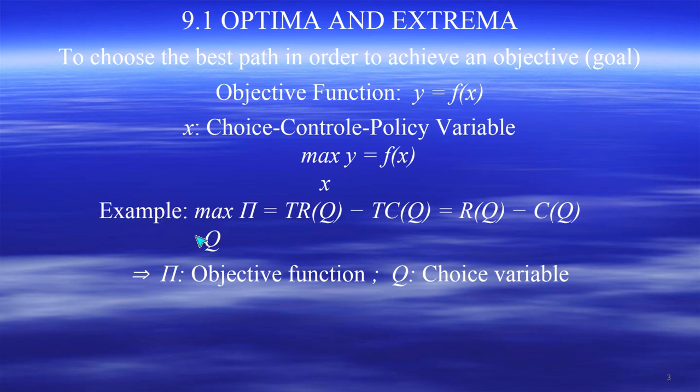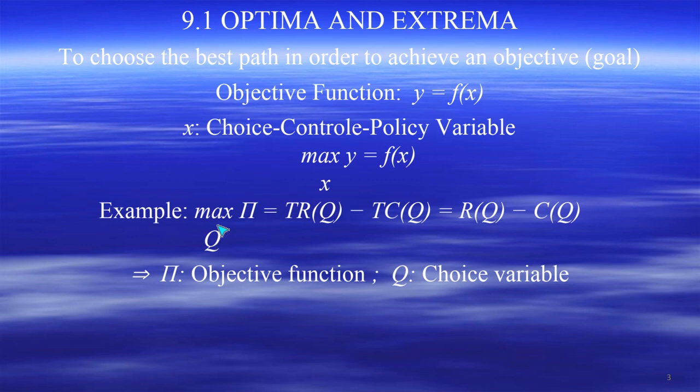Example. Let's see an example. The Greek letter pi is profit. It is the initial of profit, P, but P we use for price, so we use the uppercase Greek letter pi for profit. So we will maximize our profit. Profit is something good for a firm, for a company. So a firm tries to maximize its profit by using the quantity produced or sold, Q.